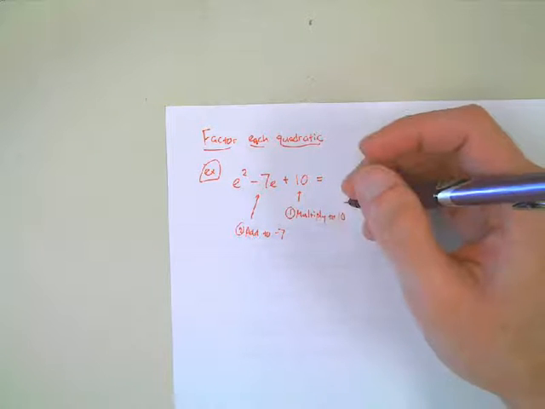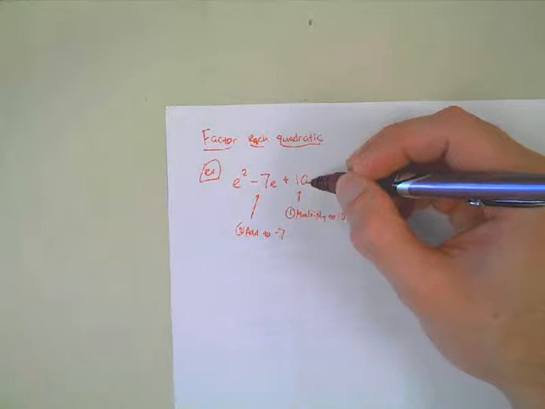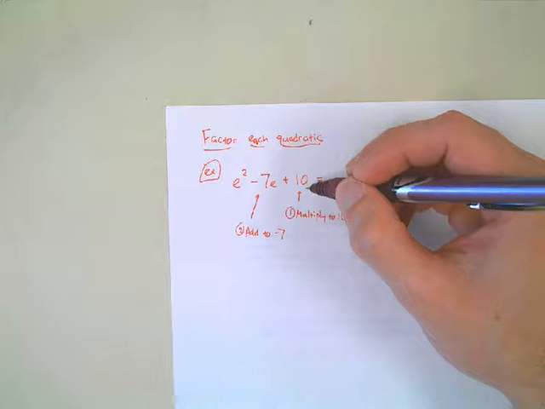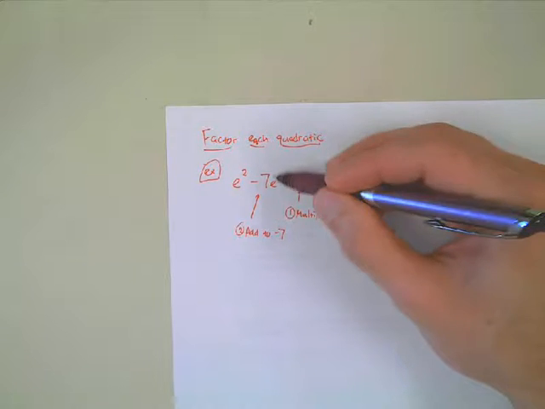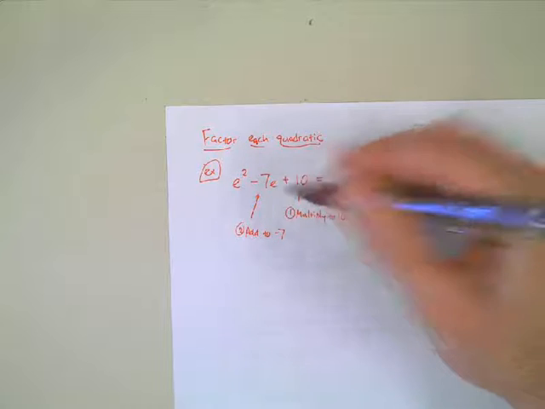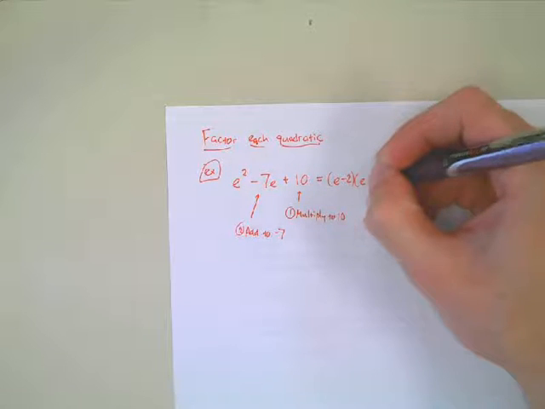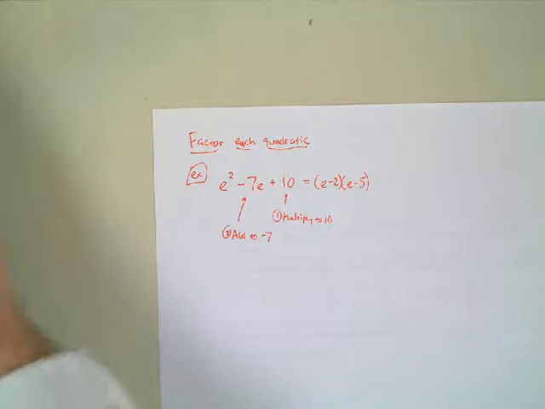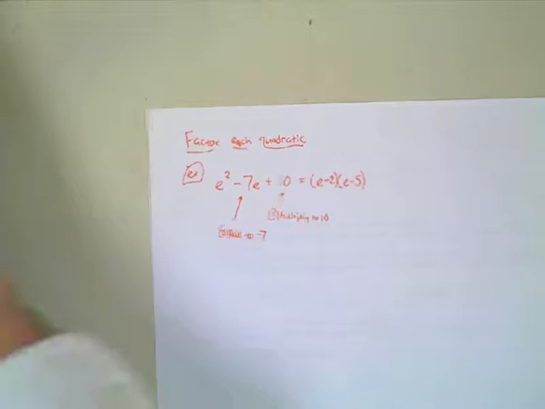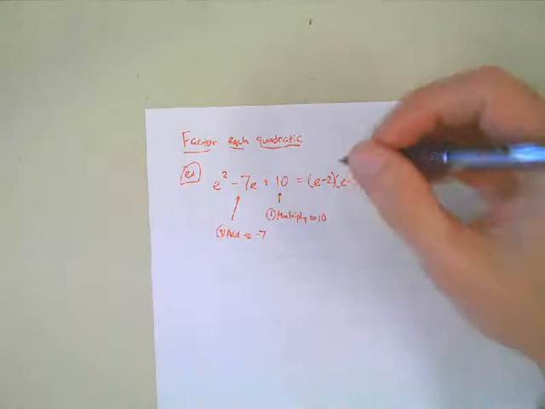So positive 2 and positive 5 multiply and make 10, but so do negative 2 and negative 5, right? Negative 2 and negative 5 multiply and make 10, and then they end up adding to make that negative 7 there. And so that's why we want to make this e minus 2, e minus 5. A negative times a negative is a positive. That's right. But why? Okay, so there's your answer.